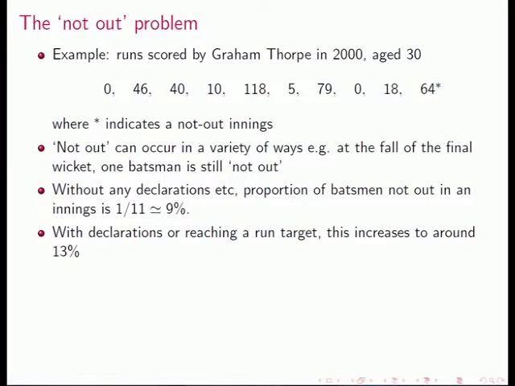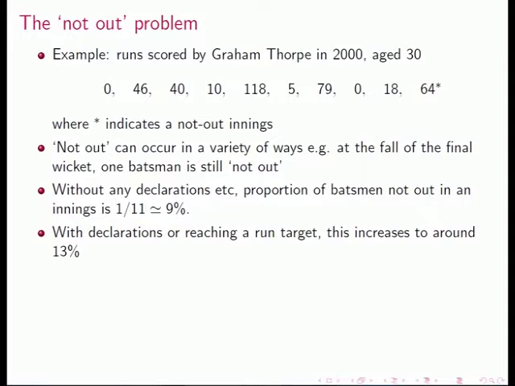Okay? So there are all sorts of issues, even though we've got that, there are still further issues that we need to take account of in the model. The so-called not out problem. So here we've got Graham Thorpe. There he was, 64 not out. There are lots of different ways you can have not outs. You get about 9% of not outs.